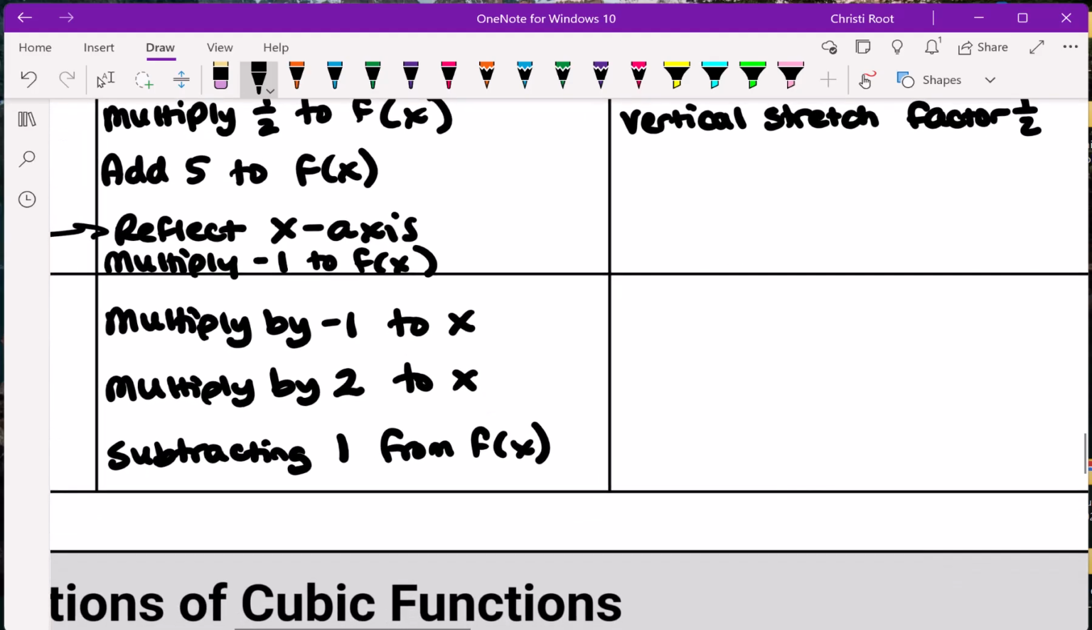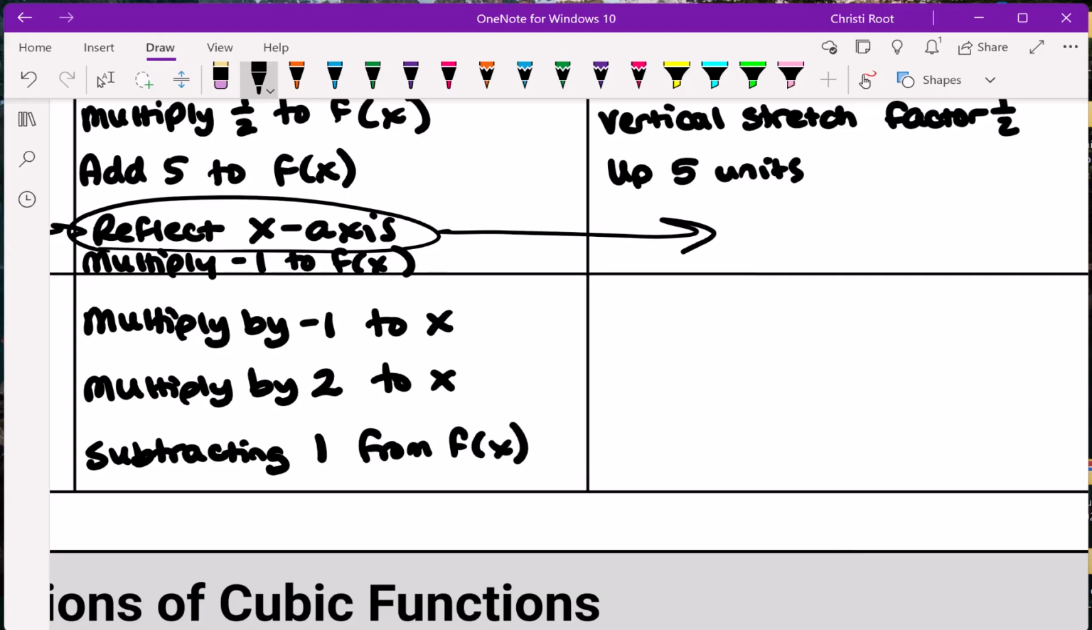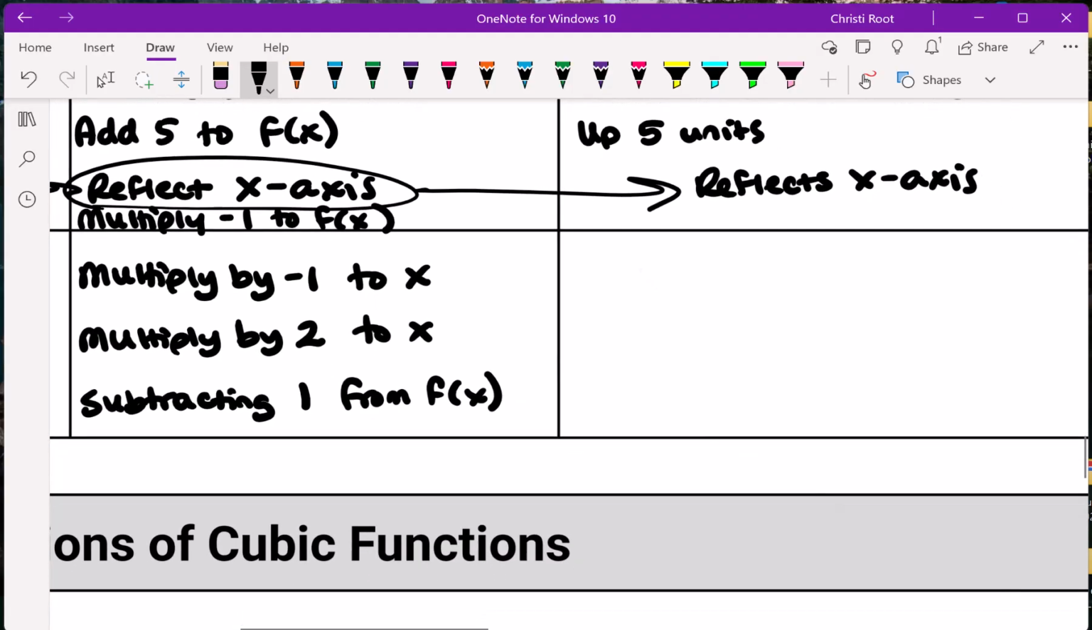Okay, the next one, adding 5 to the function, is going to make it go up 5 units. And I wrote too much. That should go right here. So it reflects over the x-axis. Now, I'm multiplying by -1 here, but it's just to the x. So it's going to reflect, but it'll be over the y-axis this time.